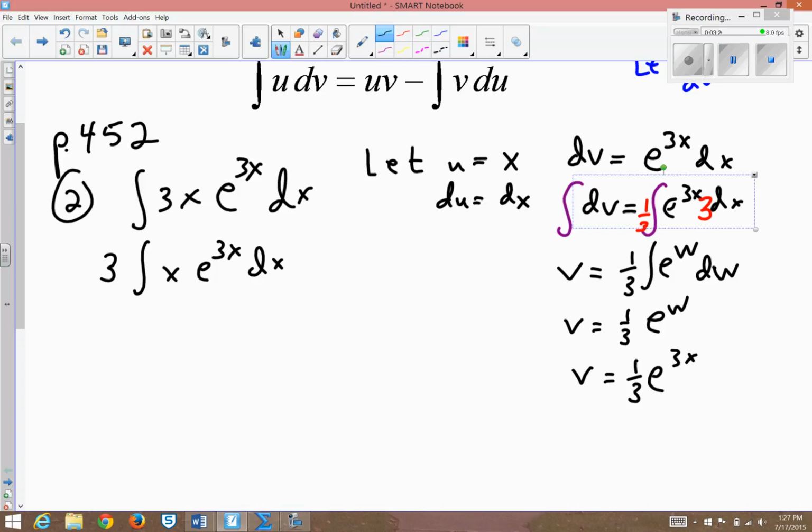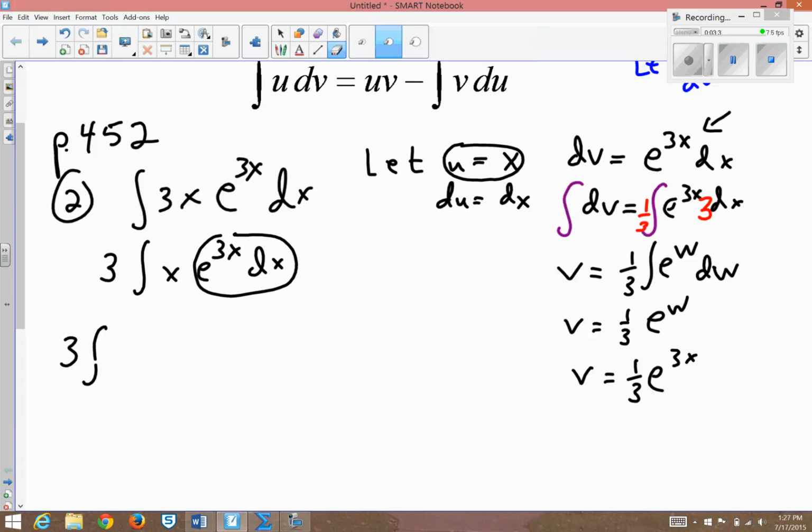So back to the original. Bring down the 3, bring down the integral symbol. This x we're calling u for a while. The rest of this is what we're calling dv. So the x we're calling u, and all the rest of this we're calling dv.